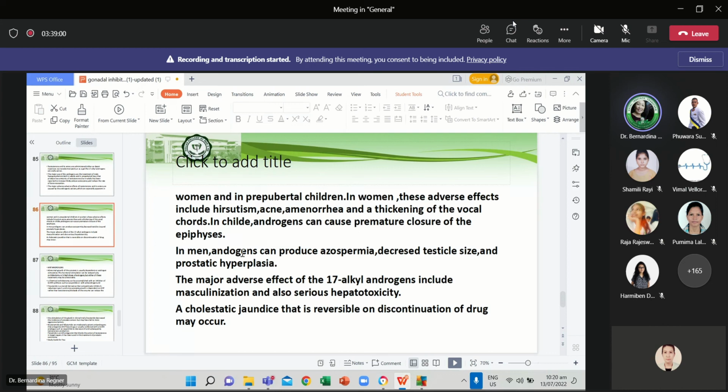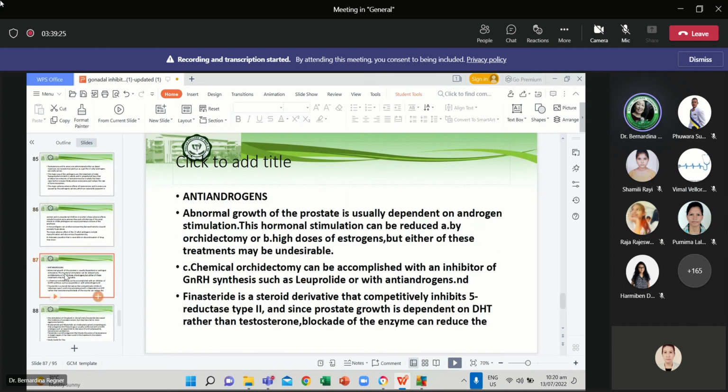In men, androgens can produce azoospermia, decreased testicular size, and prostatic hyperplasia. The major adverse effect, therefore, of your androgens can be masculinization and serious hepatotoxicity. And you can also have a cholestatic jaundice that is reversible upon discontinuation of the drug. So those are your adverse effects. So let's go to your anti-androgens.